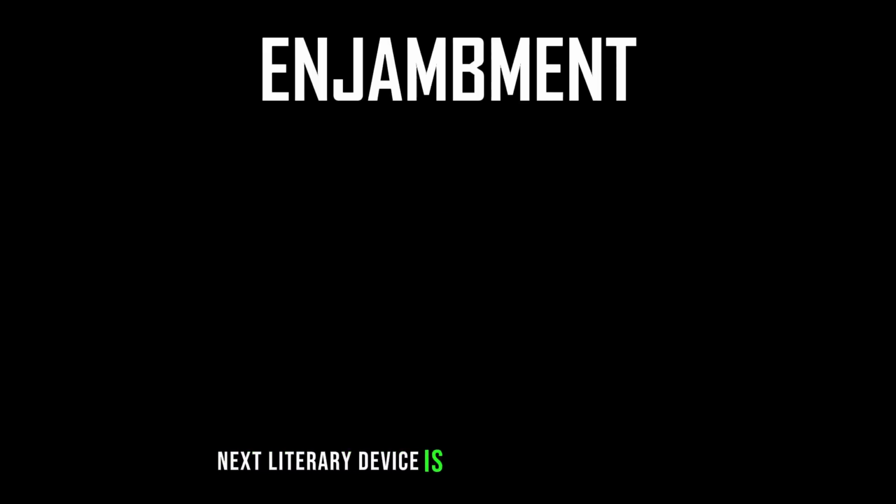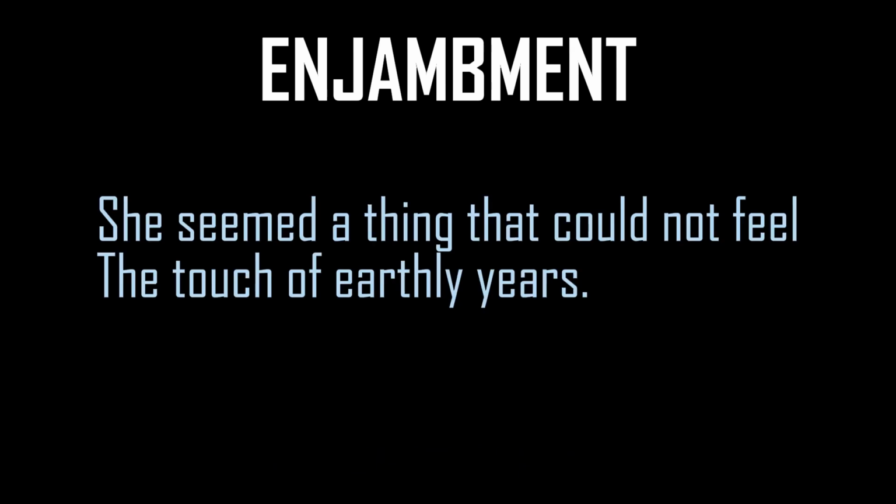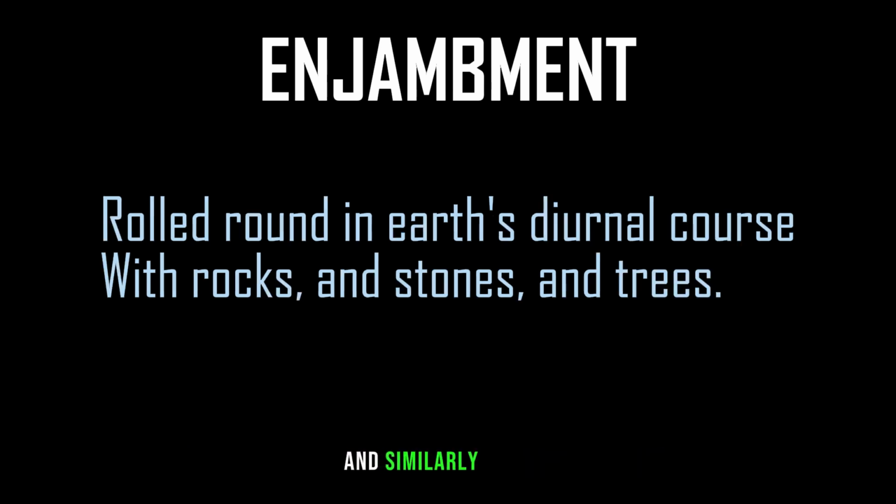Next literary device is the enjambment. It is a literary device in which a line does not have a comma or a full stop at the end and the line rolls on to the next line without any punctuation mark. For example, these two lines. So here the first line carries on to the second line, and similarly these two lines, here also there is no comma or full stop and the first line moves on to the next line.